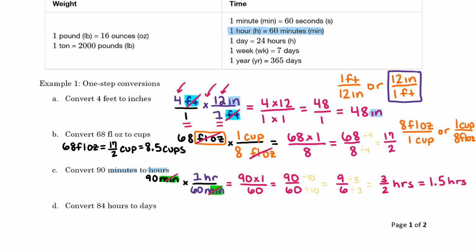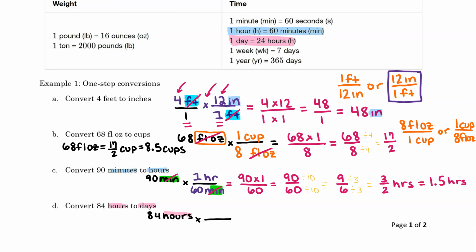Okay, let's convert 84 hours to days. So I'm going to start with 84 hours times and divide. Now I'm going to look again at my time units here, and I see that I need to go between hours and days. And here's a conversion. 24 hours is equal to 1 day.